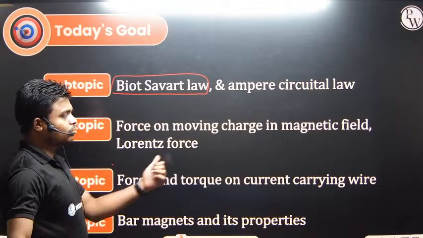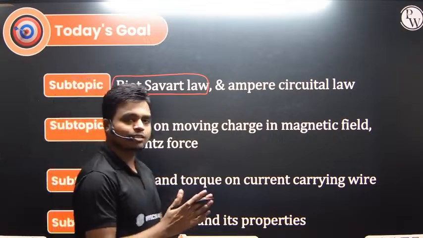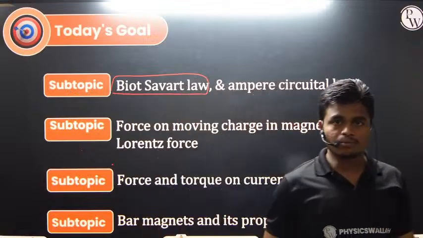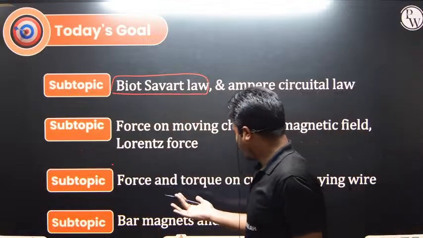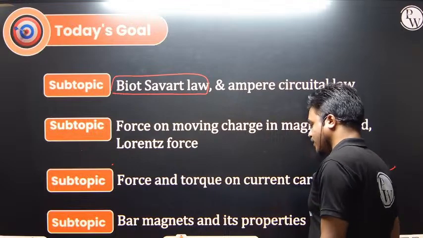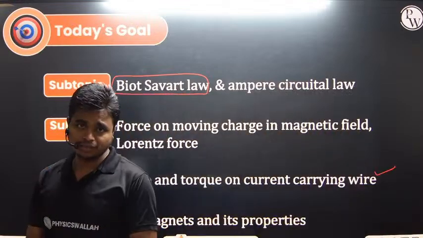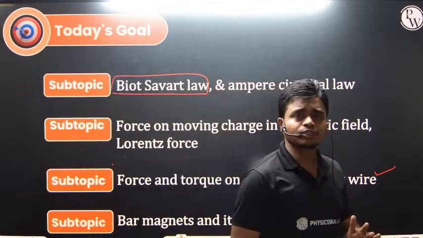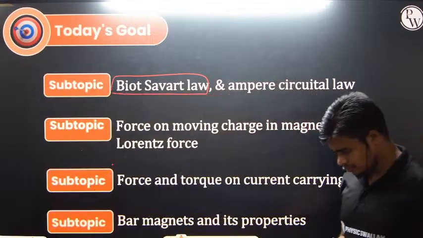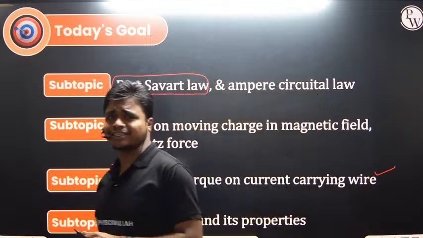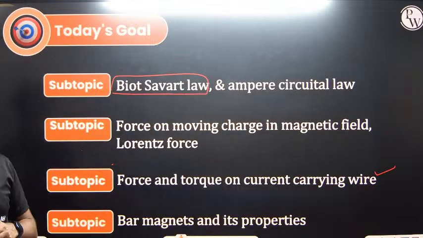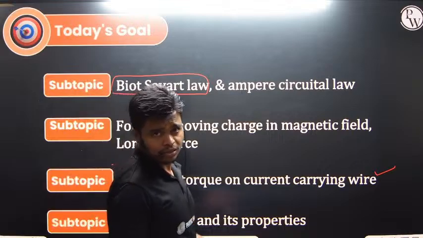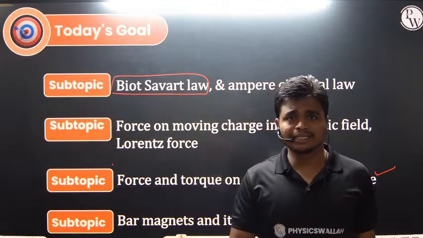Second is force on a moving charge in a magnetic field, and next is the Lorentz force. Lorentz force is applied when both electric field and magnetic field are there. Then force and torque on a current carrying wire, and the bar magnet and its properties. These are the topics we are going to cover in today's session. Some key elements related to direction are important: we use the right hand thumb rule and the right hand palm rule. I'll be telling that direction in the class.